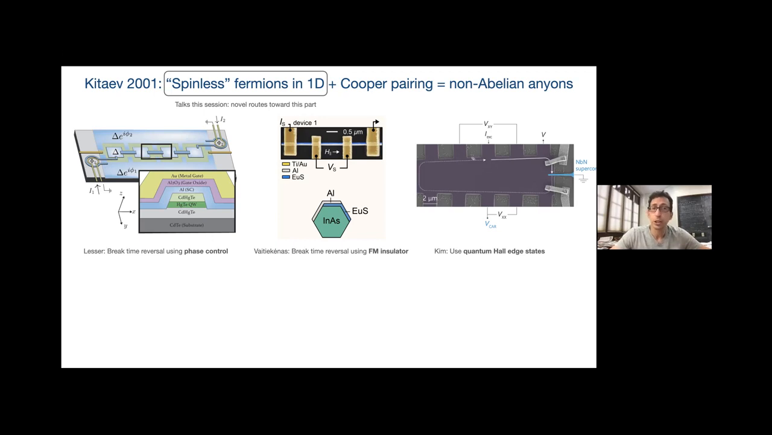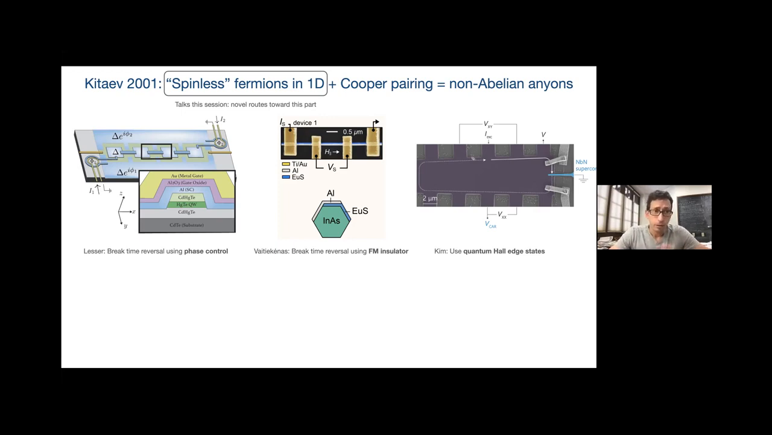So the canonical way of trying to lift spin degeneracy, which is I think most commonly pursued in this game, is to apply external magnetic fields and rely on Zeeman splitting. That obviously has some tension with the second part of the equation, trying to get Cooper pairing. Usually magnetic fields and superconductivity are not the most natural friends.